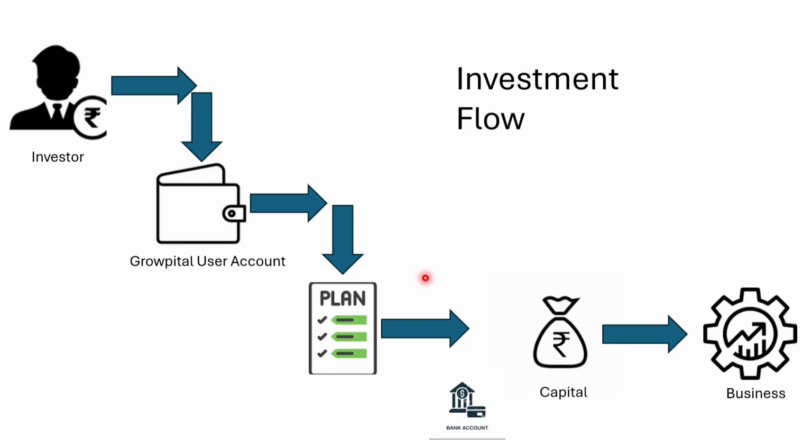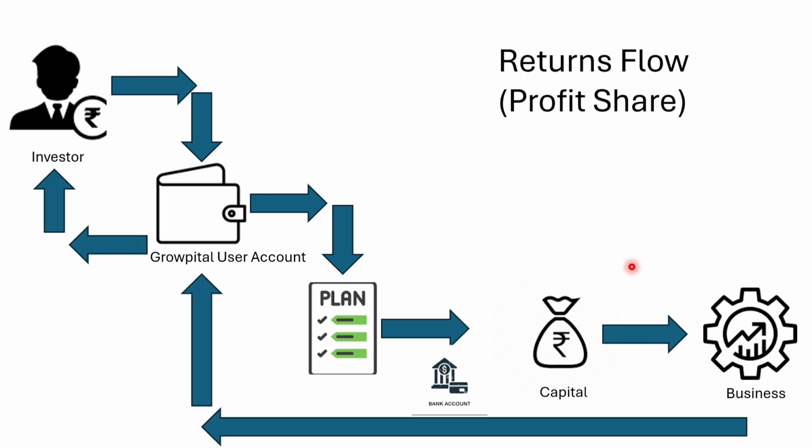And of course, all your money was actually present in the bank account, and the user account out here logically showed the money which you have brought in and which you could invest in a plan. So the bank account was real, but the Growpital user account was a software entity. So that's how the investment process went about in one way. Now let's see how the returns were generated.